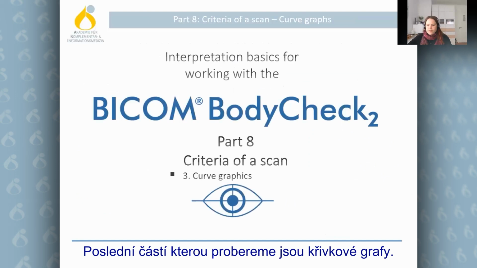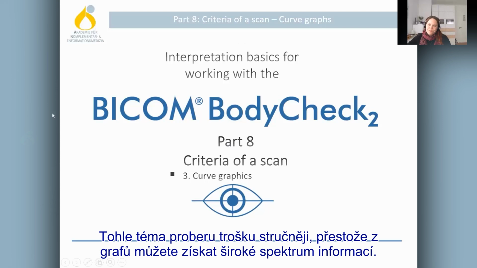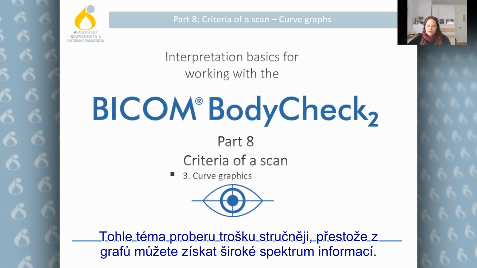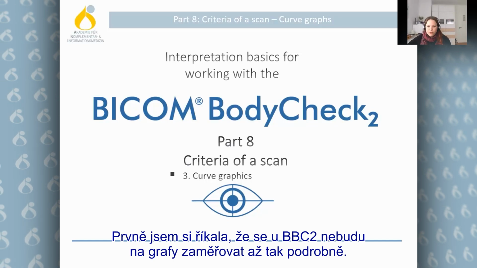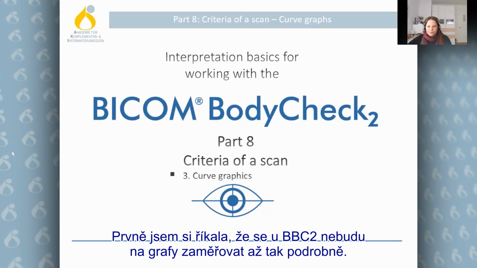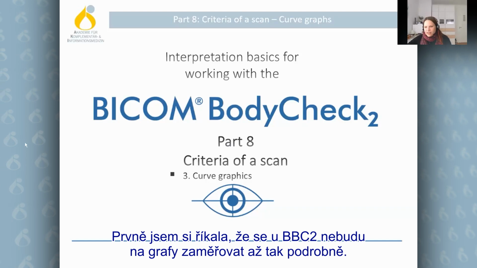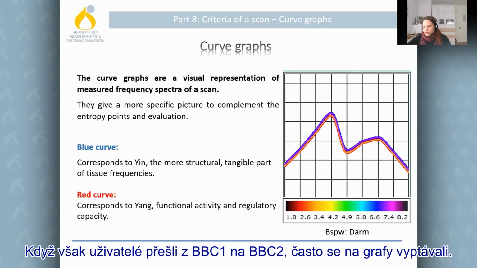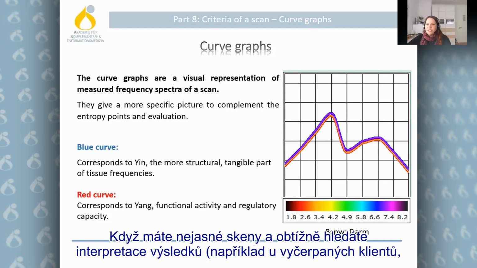Oops, sorry. And then the last one, the criteria of the scanner, the curved graphics. This is what I try to hold a little bit short because it's a wide range of information you could get. Now we could talk a whole day about the graphs. We won't do. But our first idea was not to focus on the graphs that much in the BBC2, but many users change from BBC1 to 2, so they always ask about the graphs.